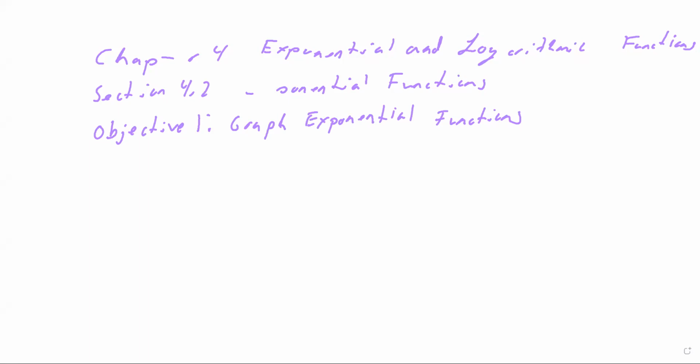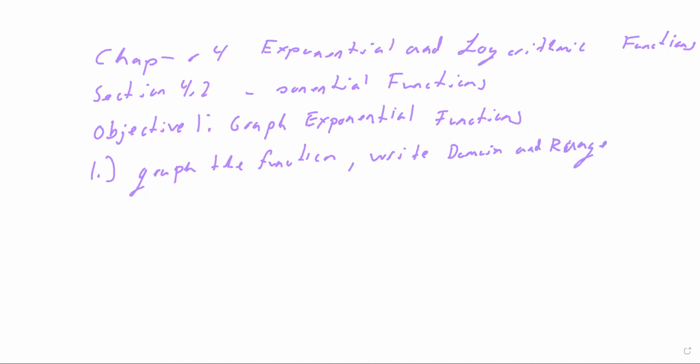So here's our first question. It states: graph the function and write the domain and range in interval notation, which again is the parentheses and brackets and the unions and all that stuff. All right, here we go. So here's our first example.